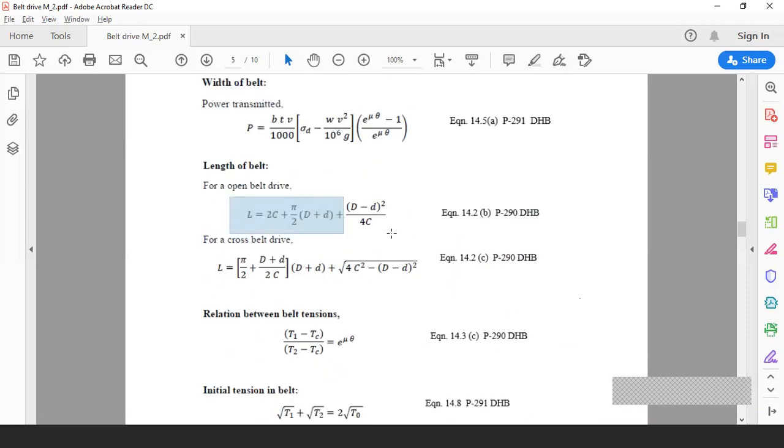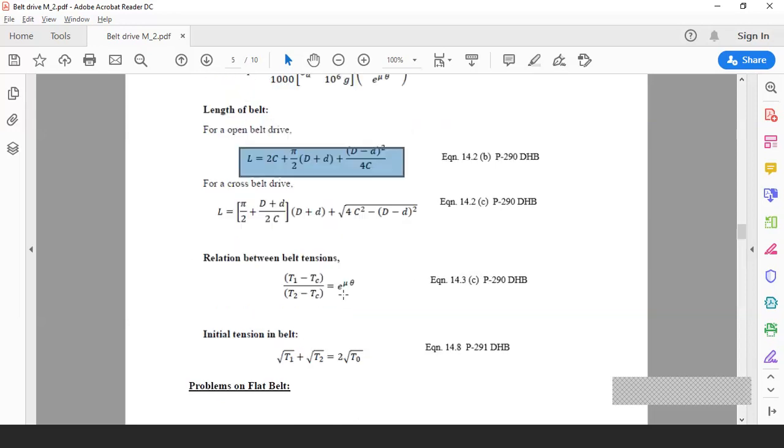Next, you have to go for the calculation of the length of the belt, by using equation 14.2b, page number 290. Here C is the center distance. The center distance is given by capital D plus d, and the particular equation is there. By using that equation, you have to get the value. Now C is known here. So the C value that you have to substitute, the larger diameter and smaller pulley diameter, and the center distance. This gives the equation of L, and calculate L. And after this, there are two kinds of conditions, an open belt or a crossed belt. See which belt is given, and based upon that you have to calculate the length of the belt.